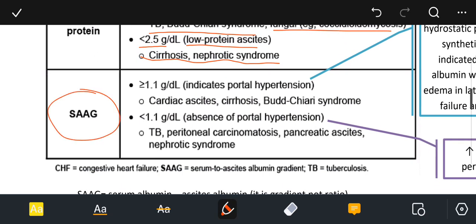SAG, if it is more than or equal to 1.1 grams per deciliter, indicates portal hypertension: cardiac ascites, cirrhosis, and Budd-Chiari syndrome. If it is less than 1.1 grams per deciliter, portal hypertension is absent, and the etiologies can be TB, peritoneal carcinomatosis, pancreatic ascites, and nephrotic syndrome.